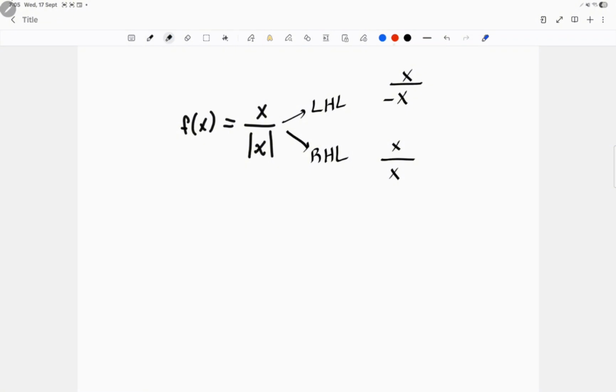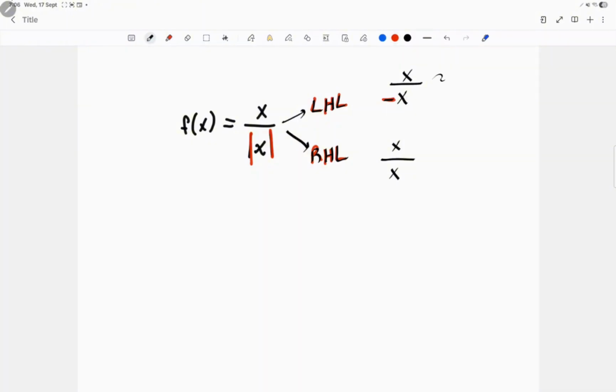If we say left-hand limit, that means your absolute value is going to be negative. And if we say right-hand limit, it is going to be positive. This is the absolute value: one time it's negative, one time it's positive.